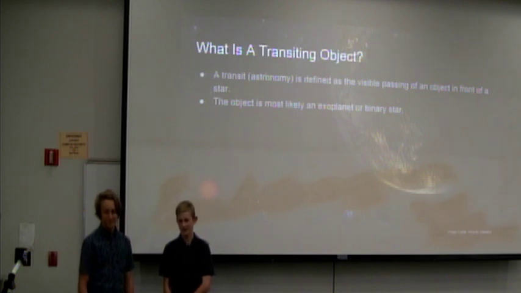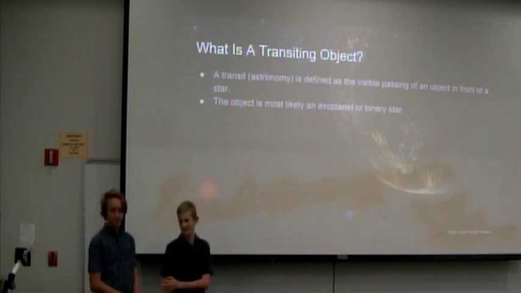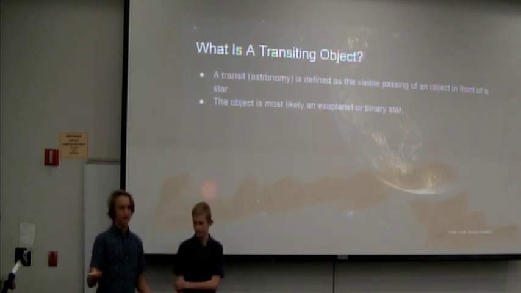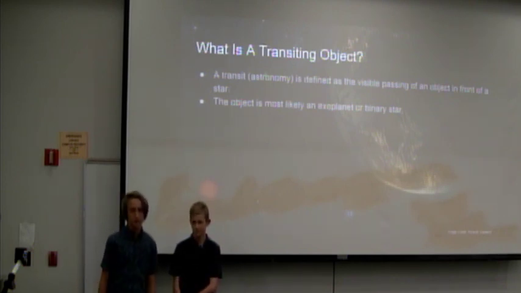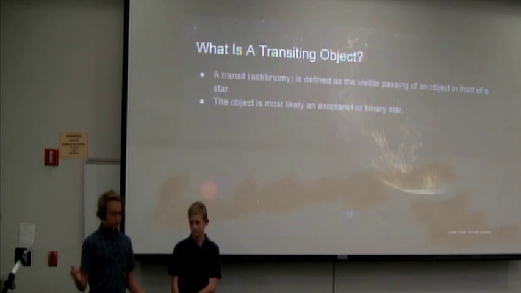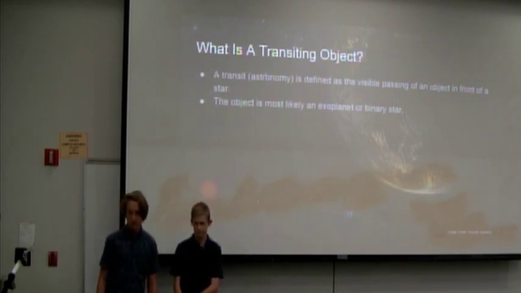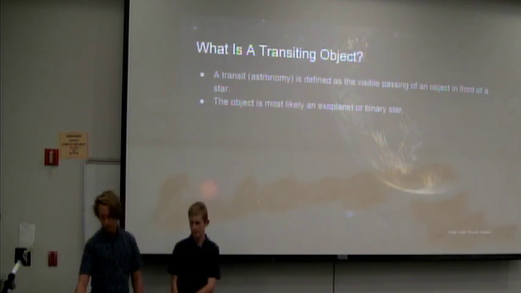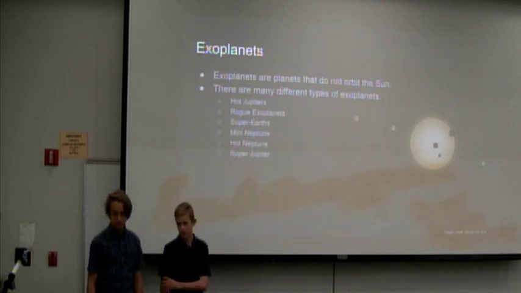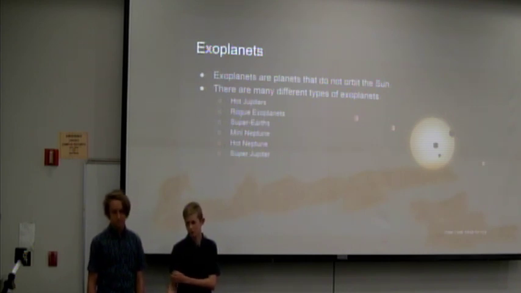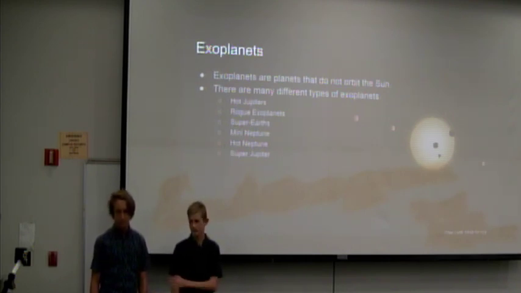A transit is defined as a visible passing of an object in front of its host star. So basically, we detected a transit around a star that had not been known to have any exoplanets or objects in orbit of it. So we identified the object that we see transiting as an exoplanet or a binary star. Some of the main exoplanet types are hot Jupiters, super Earths, mini Neptunes, hot Neptunes, and super Jupiters, and rogue exoplanets are also ones that don't have a host star.